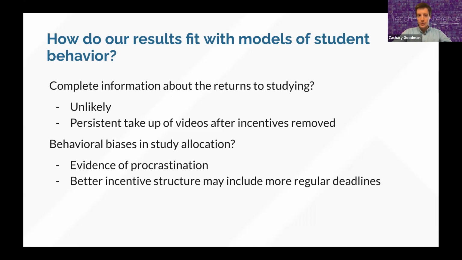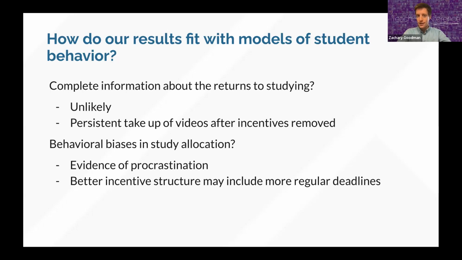I'll show you one more slide. We talk a little bit in the paper about some models of student behavior, and we try to fit our results within these models and try to see if some of the implications of these models make sense given our results. And we start by talking about the neoclassical rational model, where students are strategic in how they study.